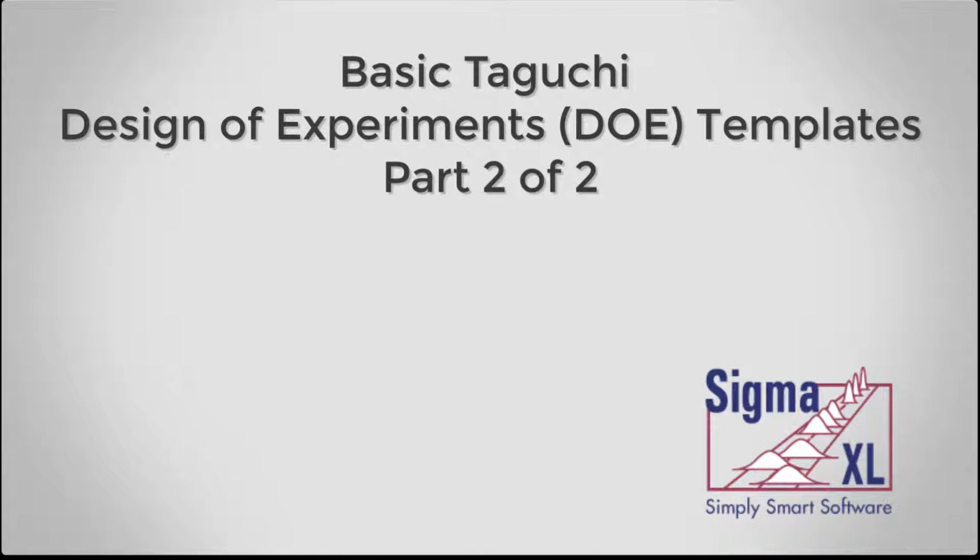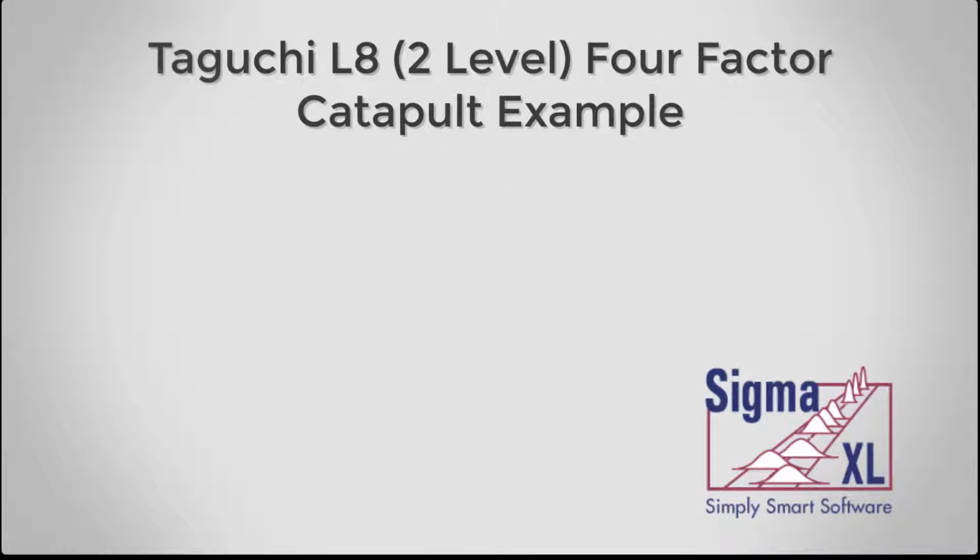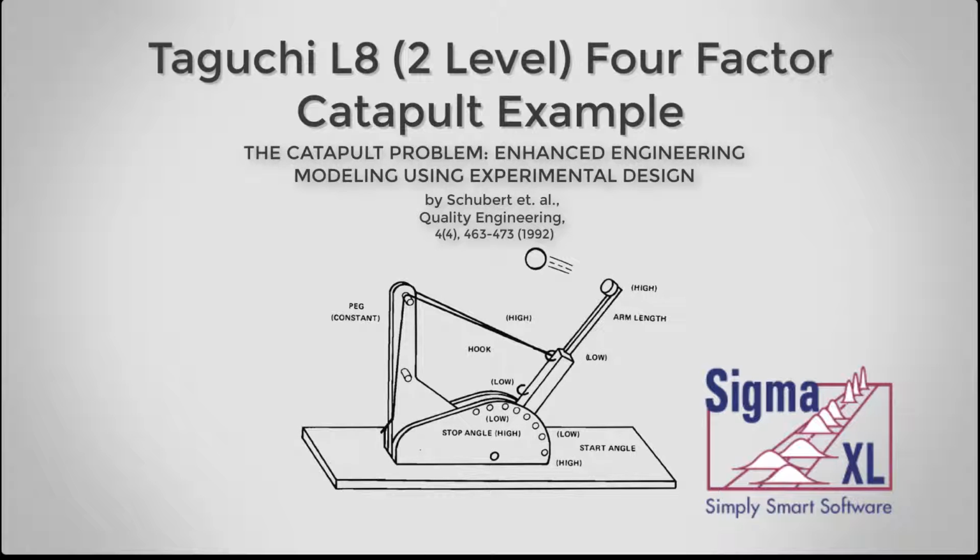This is part 2 of the video series, Basic Taguchi Design of Experiments Templates. In this video, we'll be covering 2 template examples. The first one will be Taguchi L8 2-level 4-factor Catapult example, and the second, Taguchi L9 3-level 4-factor Paper Airplane example. This Catapult experiment is adapted from the article, The Catapult Problem, Enhanced Engineering Model Using Experimental Design, by Schubert and others, Quality Engineering.